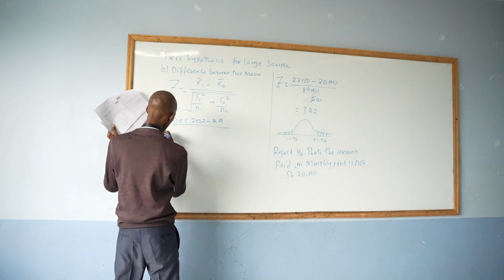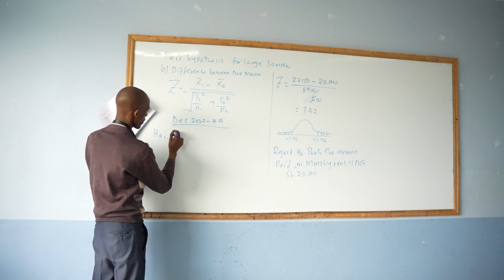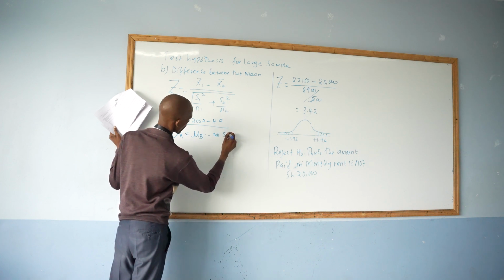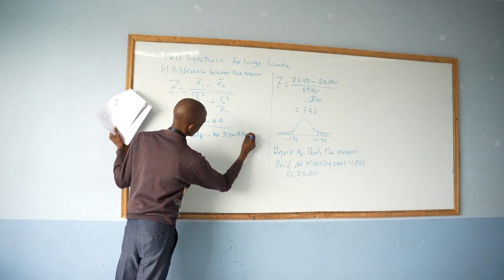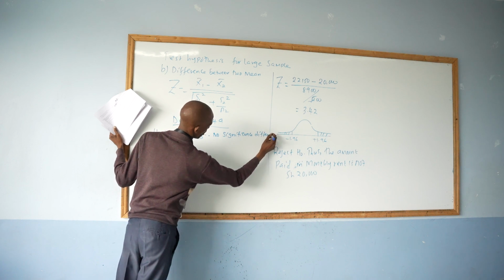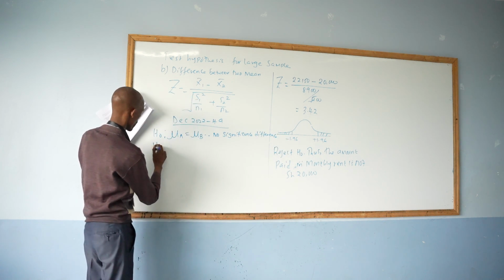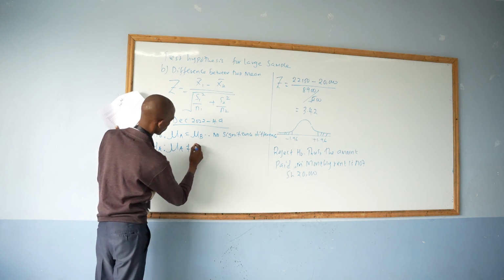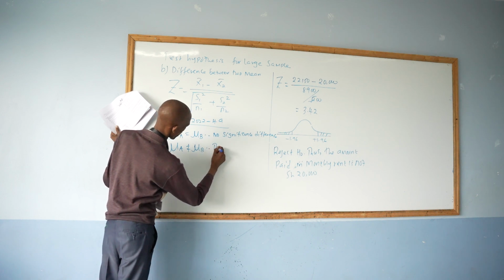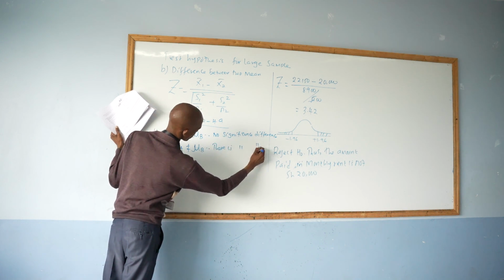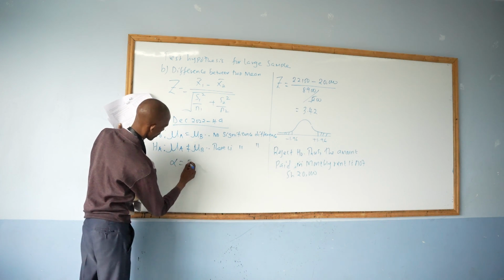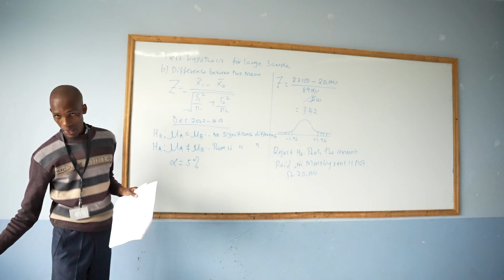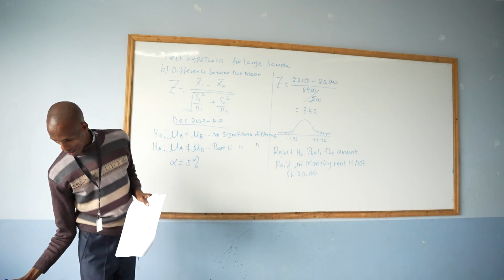So now, the hypothesis here, we should state: the useful life of A equals the useful life of B, no significant difference. Alternative hypothesis: the useful life of A is not equal to that of B, which means there is a significant difference. So that is 5%. These are the two means. Please, you need to understand, we are talking about the two means in our case.